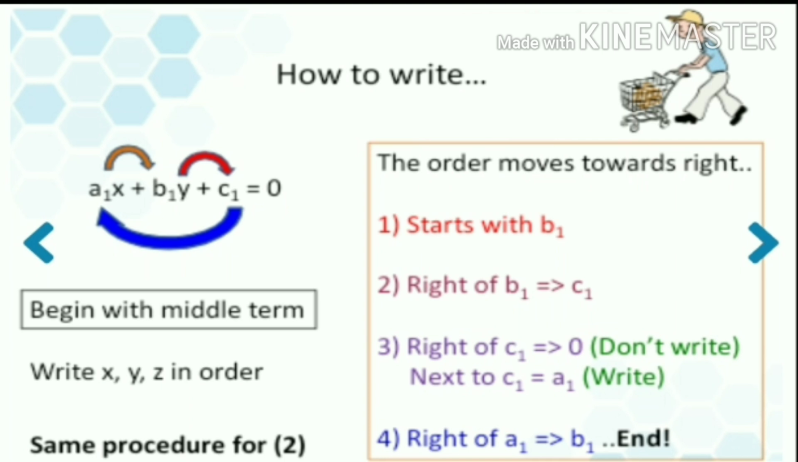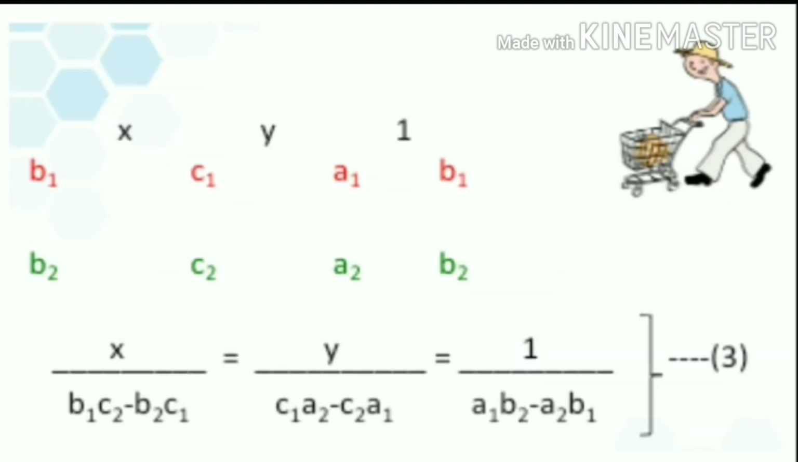Okay, see here the whole procedure that I am telling you: x, y and 1. Now b1, b2, we have started from b1, b2, then c1, c2, then a1, a2, and then again end with b1, b2. So this is the procedure to write the coefficients of x, y. Okay, and the variables, x, y.